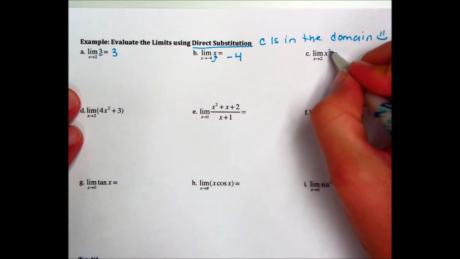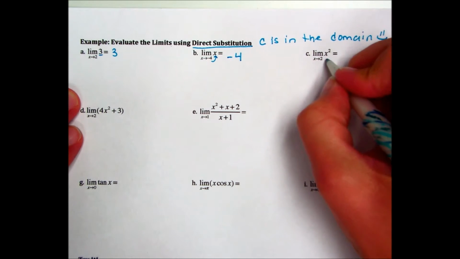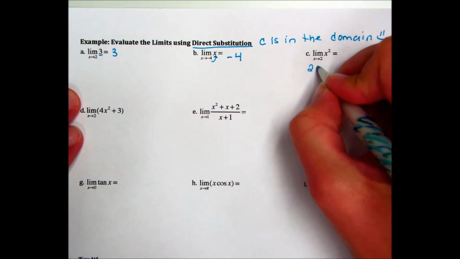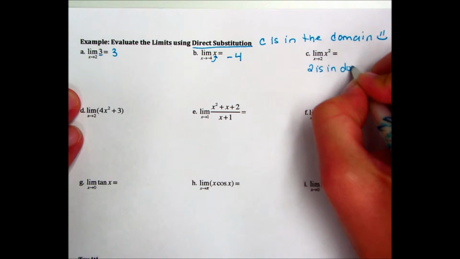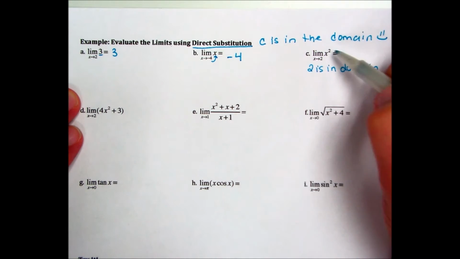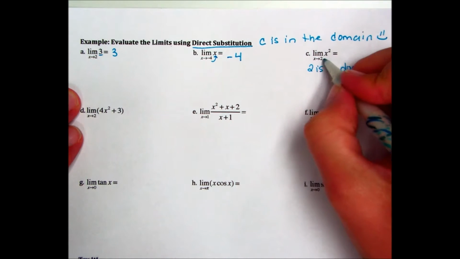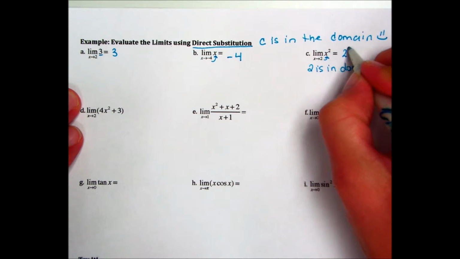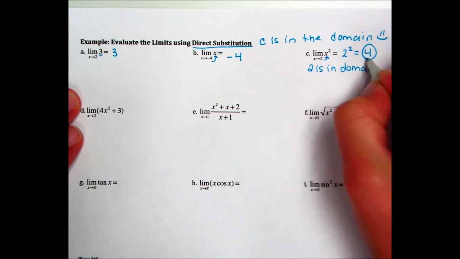The limit of x squared as x goes to 2, that's part of the domain. 2 is in the domain. I don't have a radical or a denominator, so I don't have to worry about those restrictions. So I take and put 2 in. 2 to the second power is equal to 4. That would be my answer.